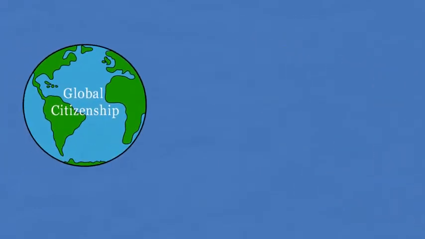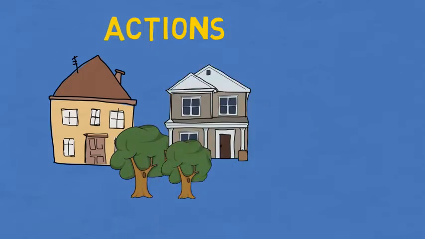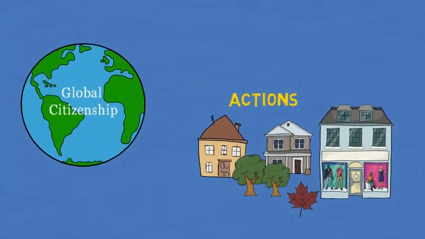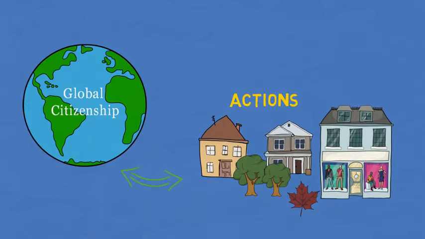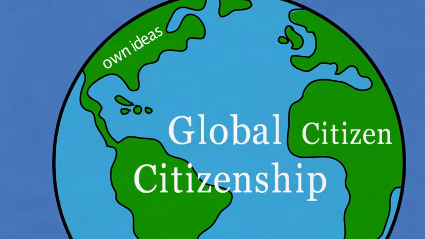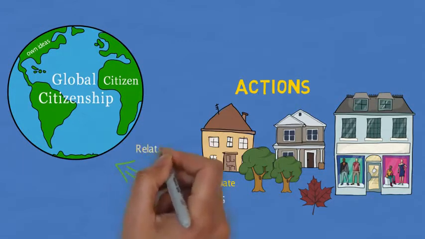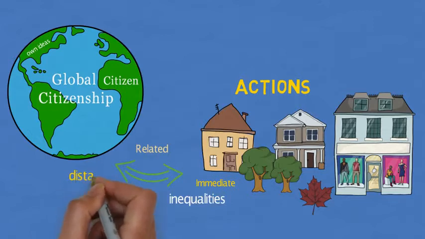Others say that to think of yourself as a global citizen is to know that your actions within your own home, neighborhood, city, or country impact and are impacted by global forces. This course will help you develop your own ideas about what it means to be a global citizen. You are asked to consider the importance of learning about inequalities that affect your immediate community and nation, and how they are related to inequalities in geographically distant locations.